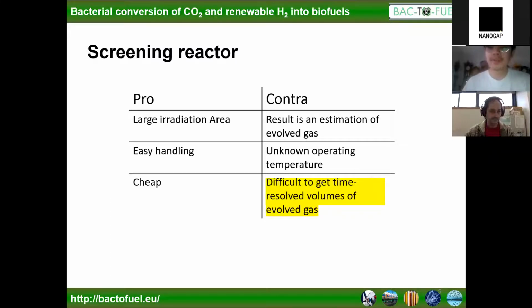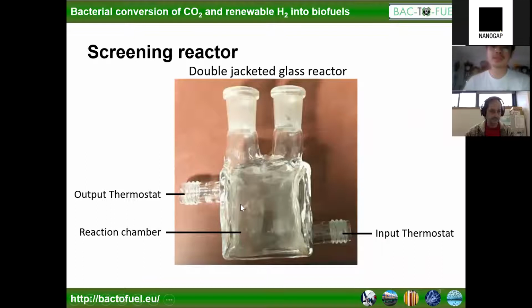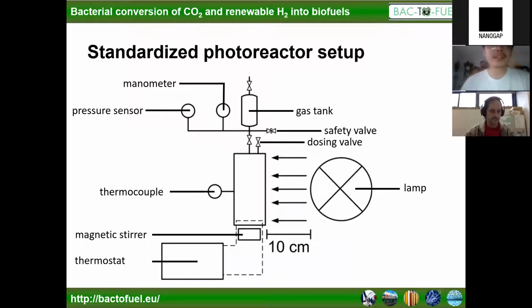Because of all of these negative sides of this reactor, our group designed a standardized photoreactor setup for our laboratory to do measurements in the liquid phase. And this kind of reactor you saw just here is very popular among most of the groups. So we designed a standardized photoreactor setup. Here you can see a small schematic drawing.